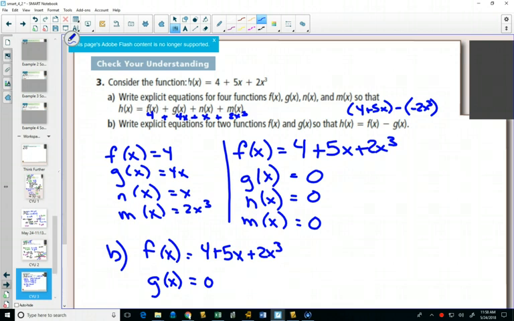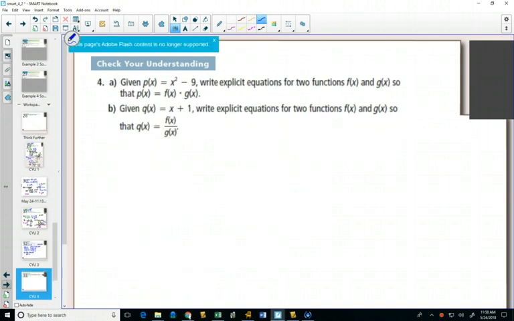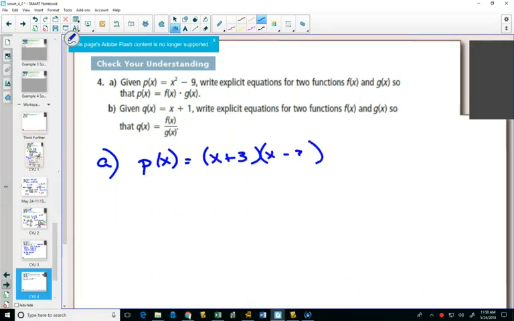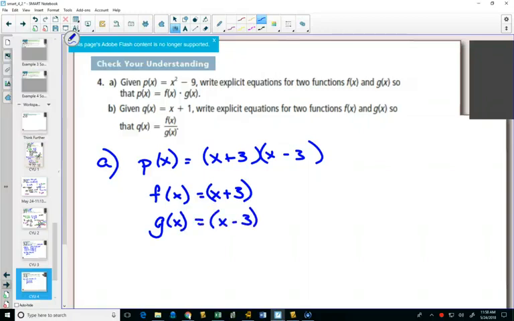Now moving on to example 4, it's the same idea, but now we're multiplying. In 4a, you need 2 things to multiply to get x squared minus 9. If I factor it to x plus 3 and x minus 3, well then I could make f of x the x plus 3, I could make g of x the x minus 3, and everything would work out. But if I kind of wanted to, that's not cheating.